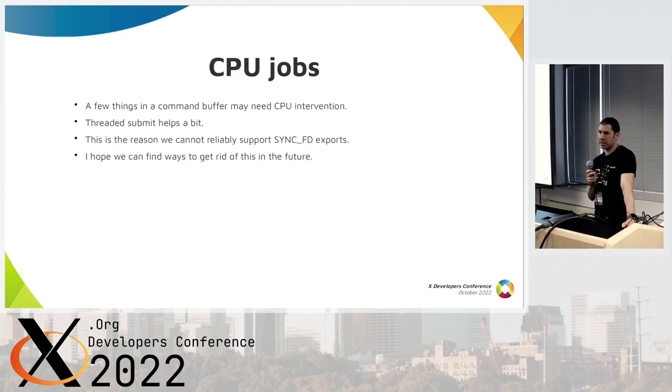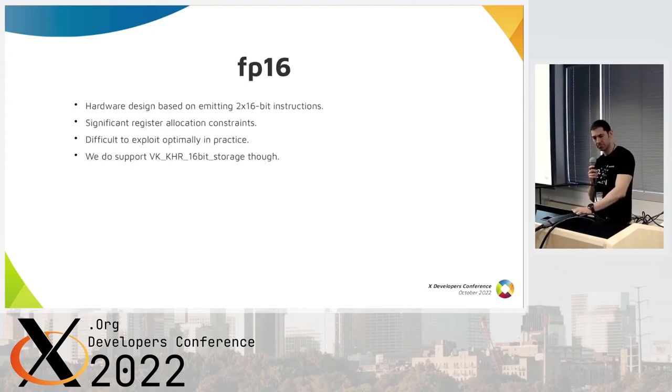So the capacity in the synchronization framework to do thread submits helps a bit with this, but it's not something that we really like. We would really like to do everything on the GPU if possible. This is also one of the reasons we can't do syncfd exports, because syncfd exports require that when you submit something, you can immediately export the fence, the DMA fence that is behind the sync object. And in our case, that may not happen if we have to wait on something to execute on the CPU. I hope we can find ways to get rid of this. For some things, it may be easy. For others, I'm not so sure. So maybe I can talk to Jason or someone else to see what options we have for some of this.